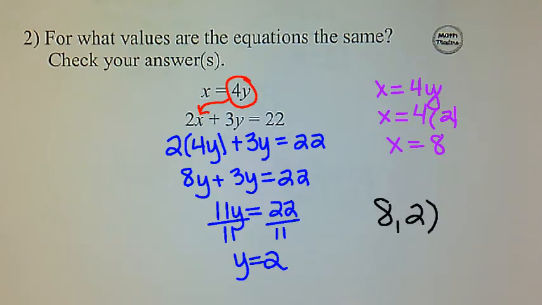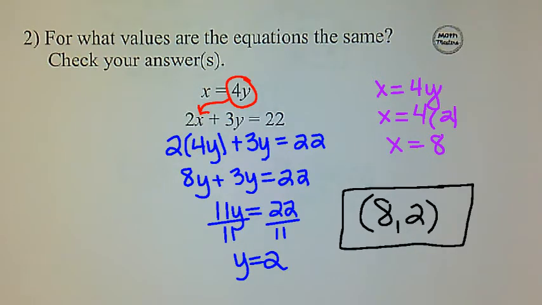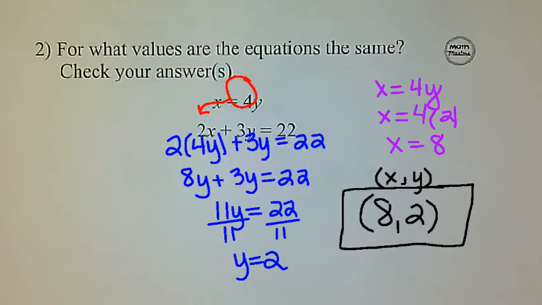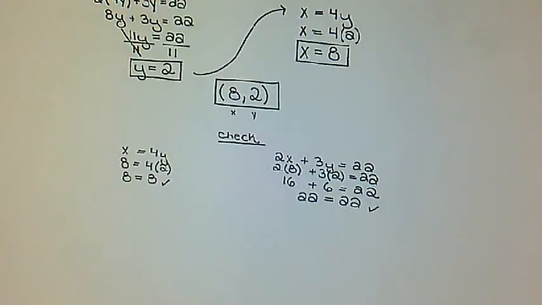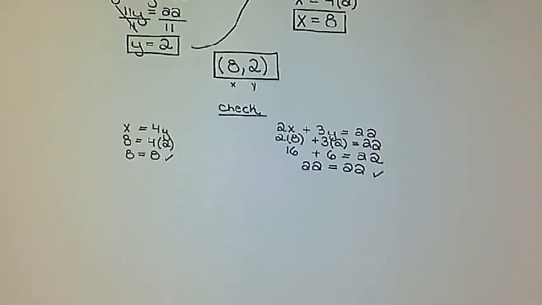Now here's the other thing to remember, okay? We always are going to write our coordinate x, y, right? So just because I found y first, be careful that you don't write 2, 8. Okay. And then you can see here that it's a little check.